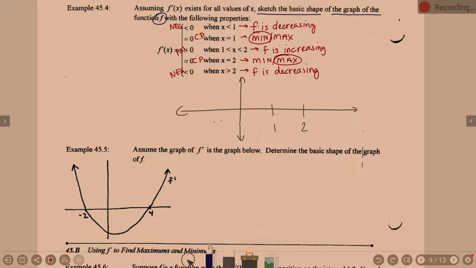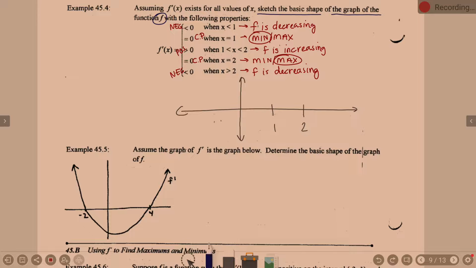Now, what we don't know is anything about y values. I'm not labeling the y-axis because we don't know where this graph really is. And unless I'm overlooking something, we don't have enough information to know if there are zeros.